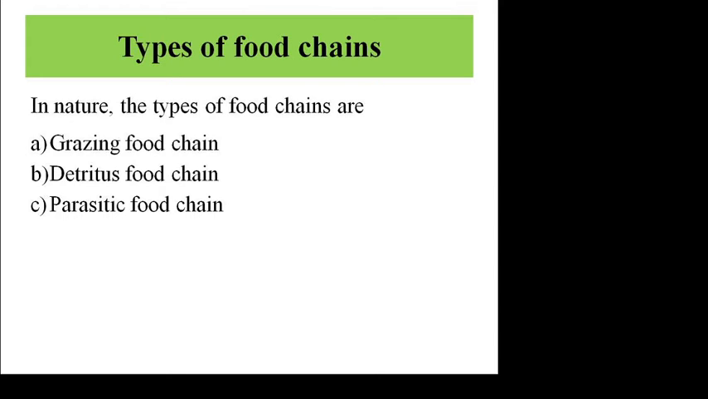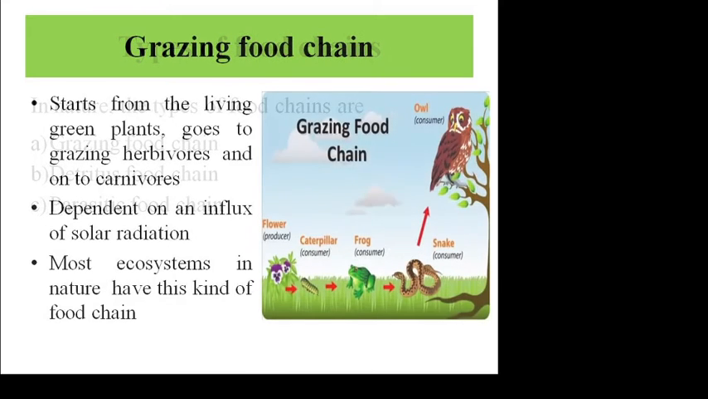Now, the different types of food chains are grazing food chain, detritus food chain, and parasitic food chain. So we will see them one by one. The term grazing is there, so it begins, as you can see here, from the living green plants, goes to grazing herbivores and to carnivores. So this is the grazing food chain. You can see the one that we started with when we talked about food chain. The grass is being eaten by a grasshopper, then frog, then snake, then vulture, hawk, and all. So that is basically a grazing food chain. It is dependent on an influx of solar radiation or solar energy. So plants are the only primary producers that fix the solar energy. Now most ecosystems in nature have this kind of food chain.